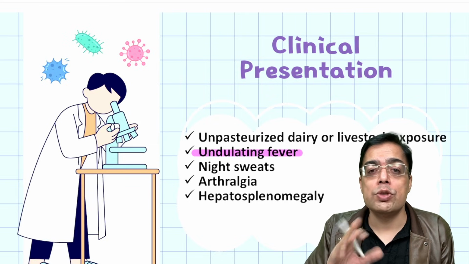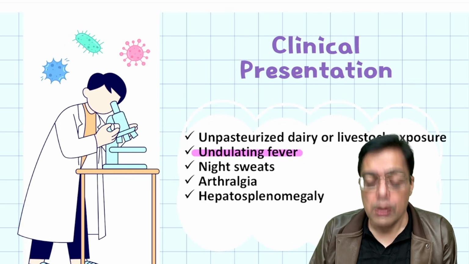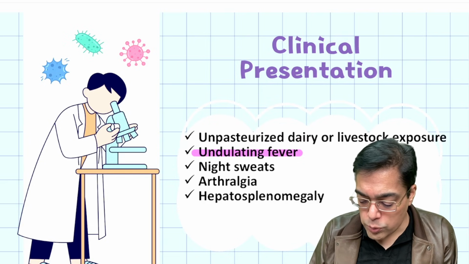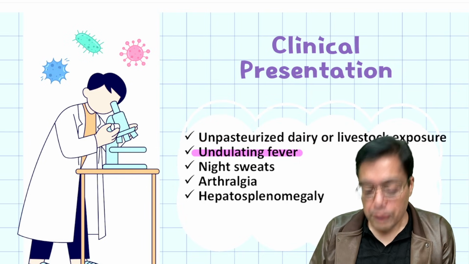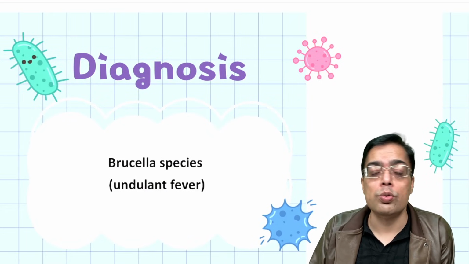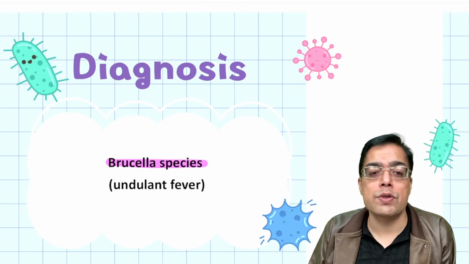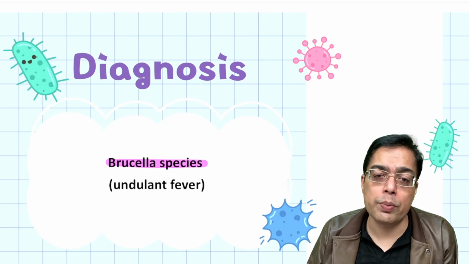In fact, something which is going to be causing joint pain, causing night sweats, and is going to cause hepatosplenomegaly. But the keyword over here happens to be the exposure to something like livestock or dairy, and there is an undulating fever. We are talking about an organism that is going to be associated with Brucella. So undulant fever, that's why it is being called as such, is associated with Brucella. That is what is to be kept in mind.